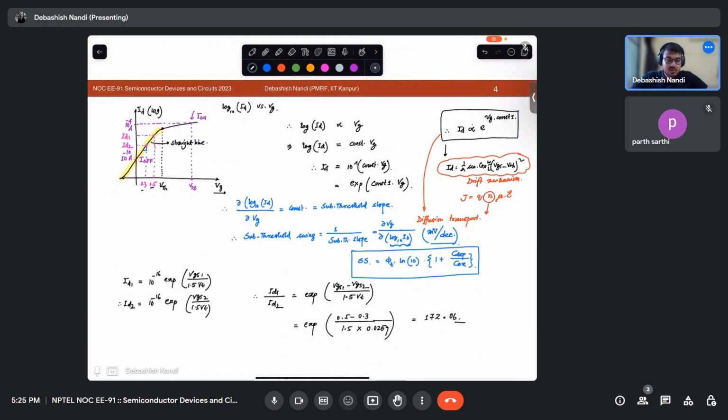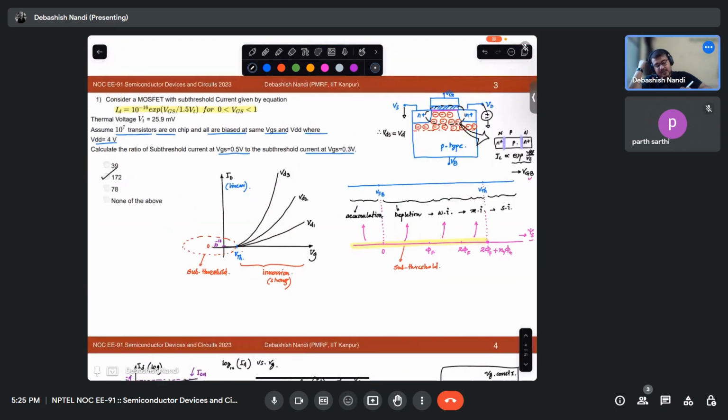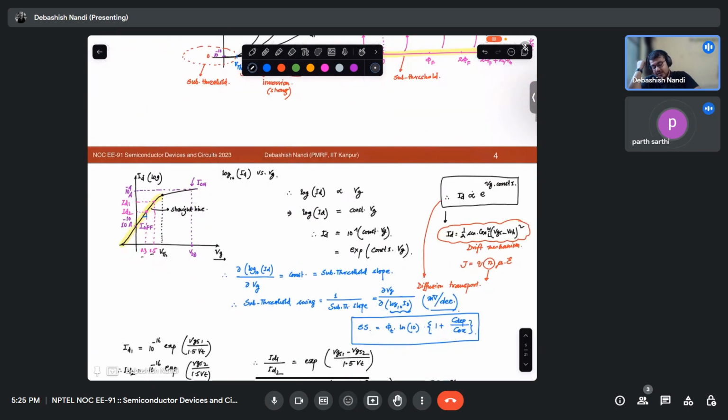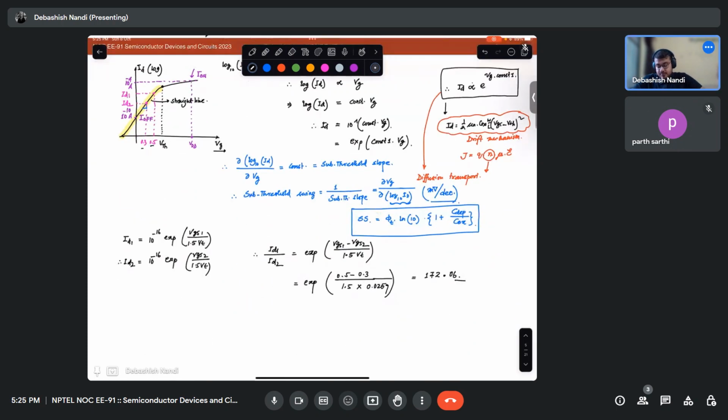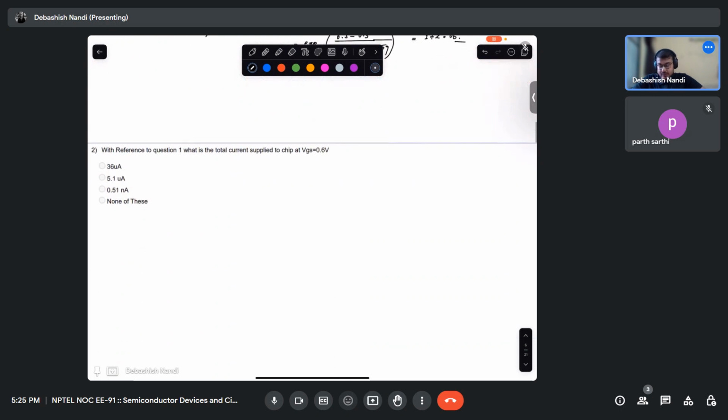Any issue regarding this? No, sir. Okay, so you understood this concept, right? What the regions are and how it will look like. This is nothing but the same plot, the same plot in log scale. Okay, so let's move on to the next problem.